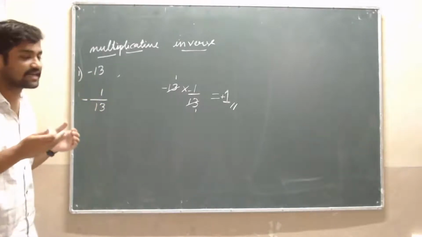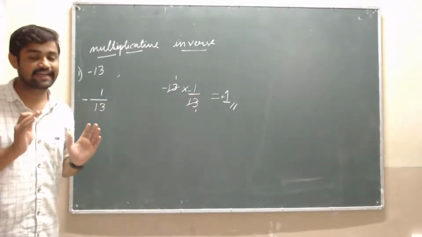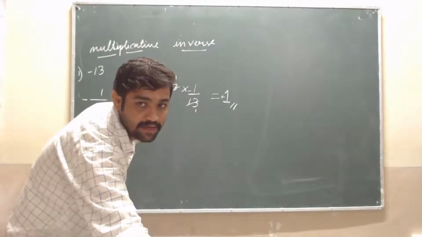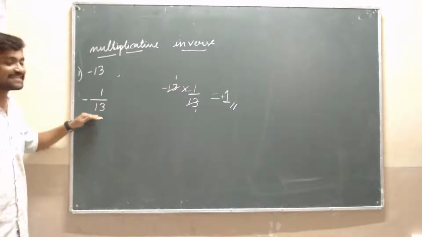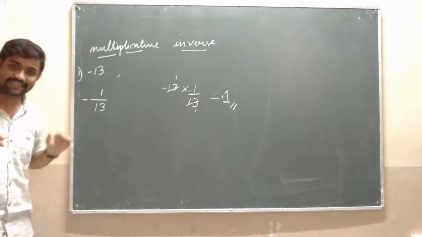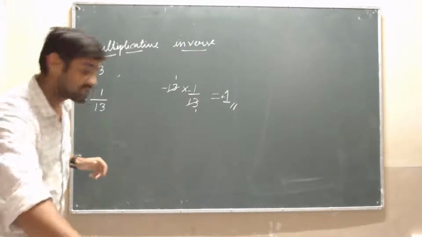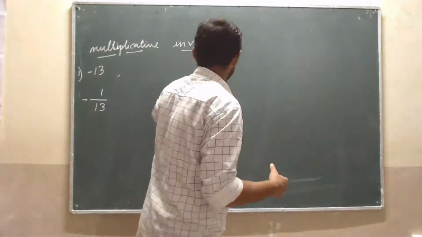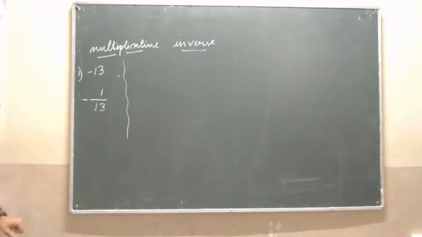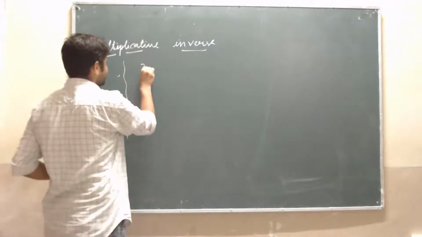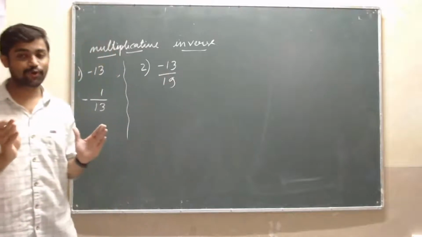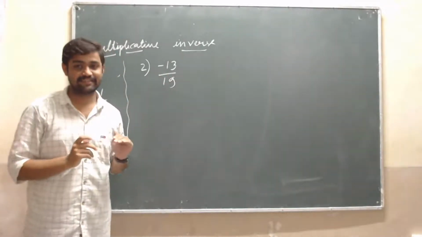In words you have to write this: minus 1 by 13 is the reciprocal or multiplicative inverse of minus 13. Isn't it? Then the next question we have is minus 13 by 19. The second question is minus 13 by 19. What is the reciprocal of this?